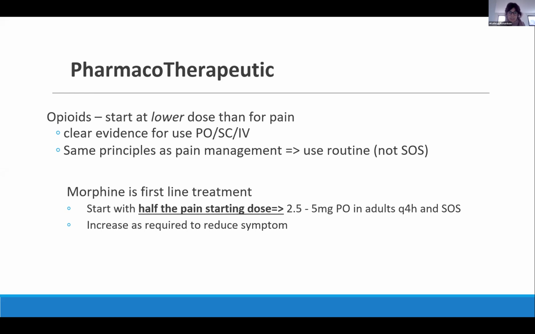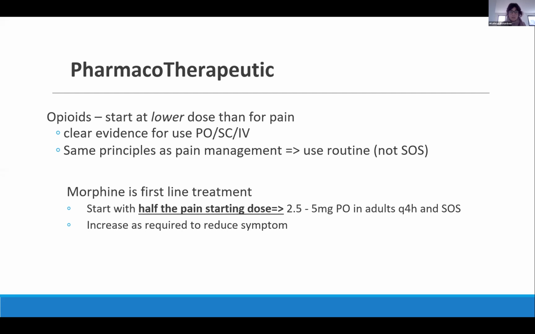So there's some suggested starting doses here. For an adult of normal weight, you might want to start with 2.5 to 5 milligrams every 4 hours, as well as additional doses too. Okay, and 2.5 because that's a quarter of a 10 milligram tablet. So it's a convenient dose to start with, and you can increase it as needed for symptom burden.